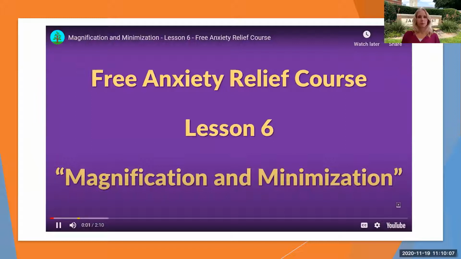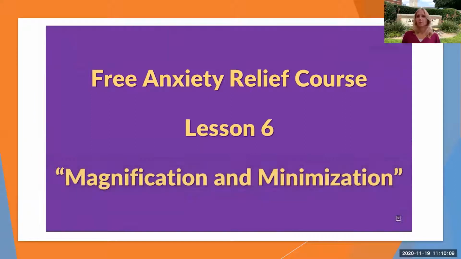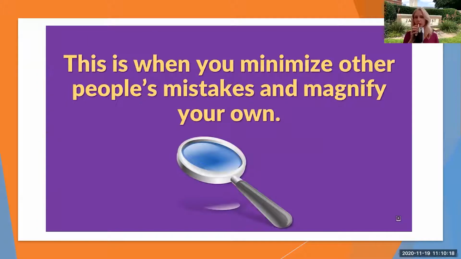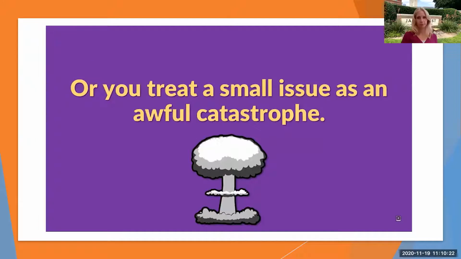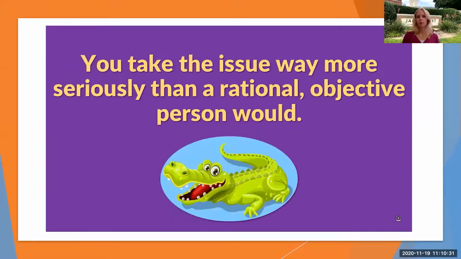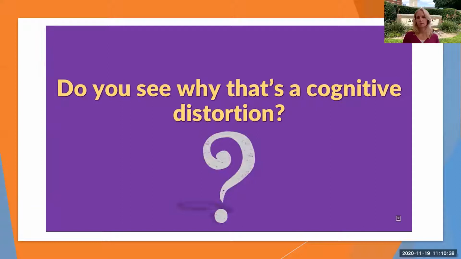Welcome to Lesson 6 of the free Anxiety Relief course. In this lesson, you'll learn the 6th cognitive distortion, magnification and minimization. This is when you minimize other people's mistakes and magnify your own. Or you treat a small issue as an awful catastrophe. Have you ever gotten so worried or embarrassed that you started sweating? You take the issue way more seriously than a rational, objective person would. Do you see why that's a cognitive distortion?